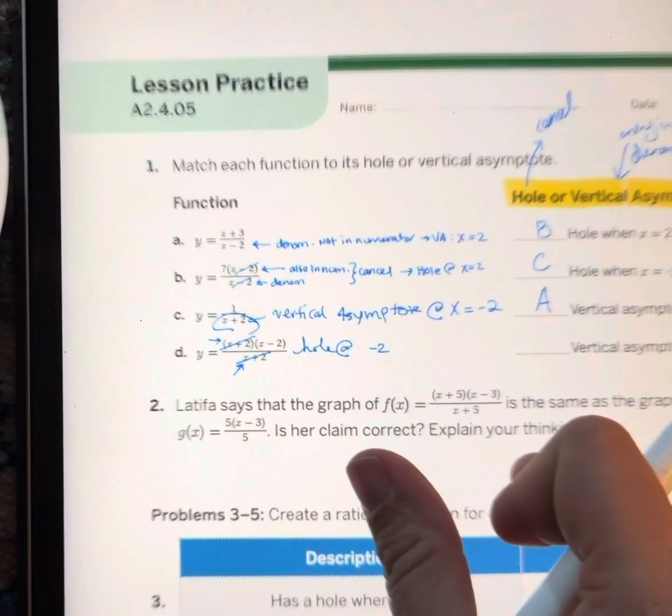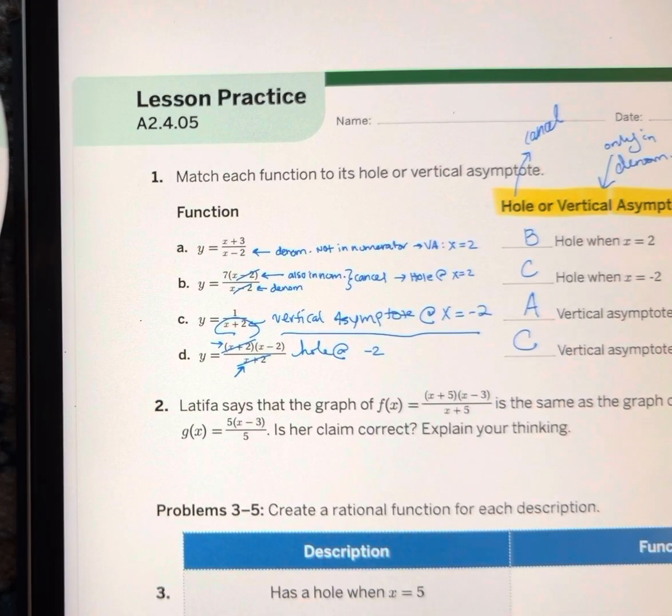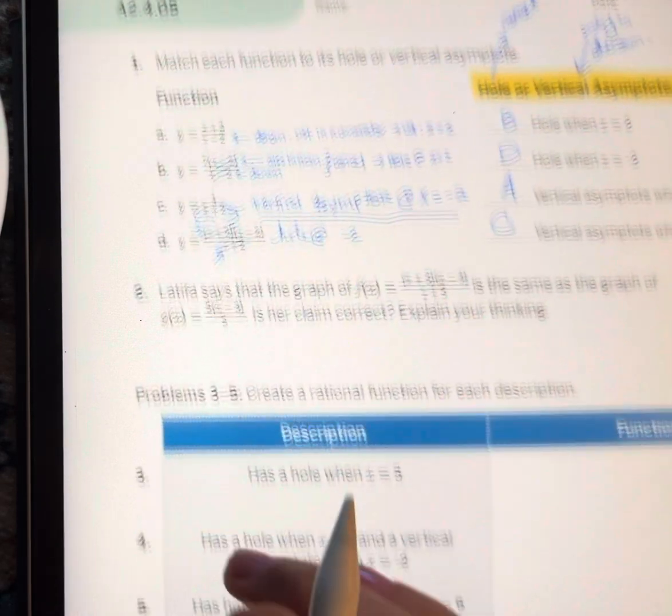Oh shoot, did I put this one as the hole? My bad, vertical asymptote at -2. I should have written this here. And that one there. Okay.